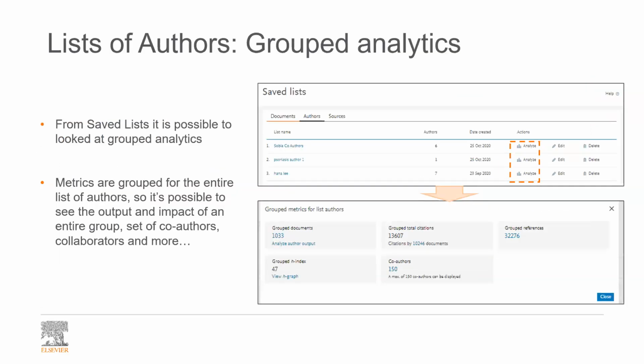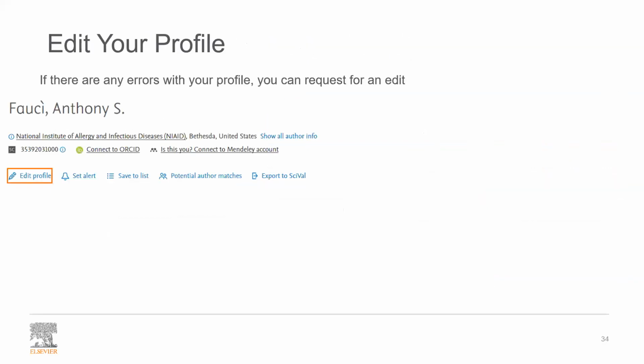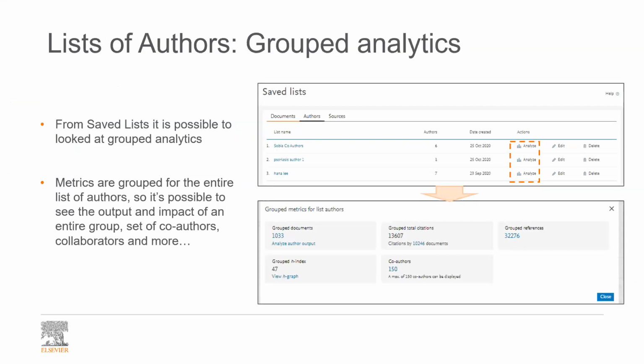You can look at the group analytics. So you have different authors in different categories. Metrics are grouped for the entire list of authors. So you can see the output and the impact of the entire group. You can see the group documents, the group total citations, the group references, the group H-index, as well as the co-authors, right? So this would be analytics, which I think might be particularly useful for you as well.